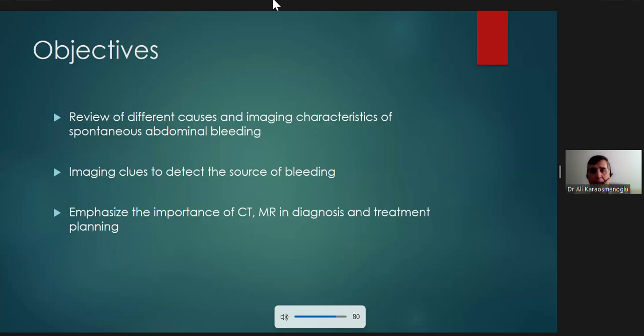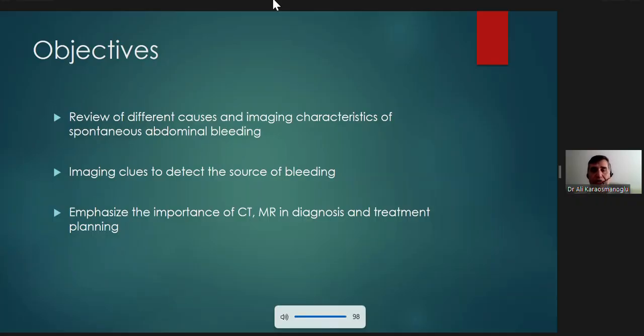Systems in the abdomen. So we're going to go over the imaging clues to detect the source of bleeding, because this is important, as you all know. If we can pinpoint the source of bleeding, which is not always commonly done, it's a great help for our clinical colleagues to guide treatment and triage the patient.